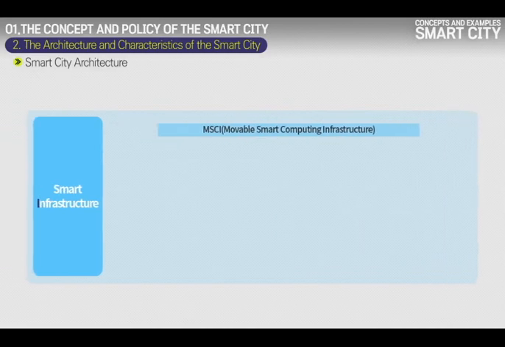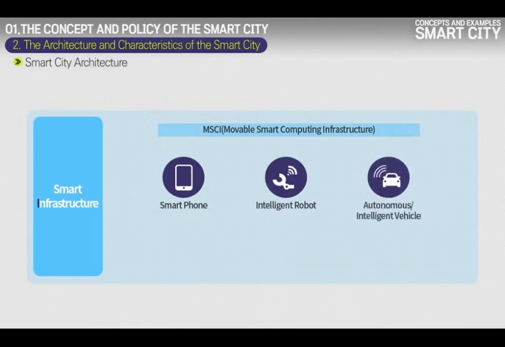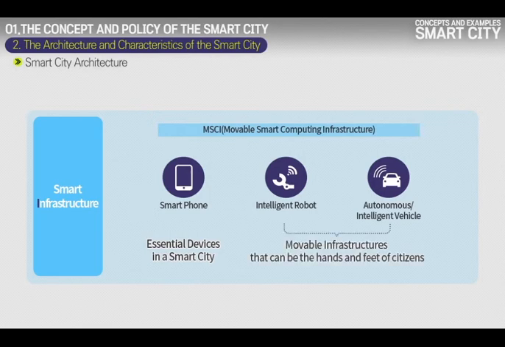Movable Smart Computing Infrastructure, MSCI, includes smartphone, intelligent robot, and autonomous vehicle. Smartphones are essential devices in a smart city. Intelligent robots and autonomous cars are movable infrastructures that can be the hands and feet of citizens who need help.